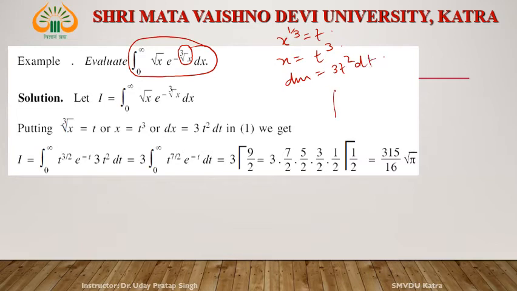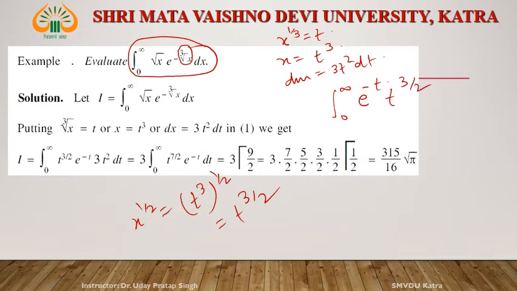What is the limit? 0 to infinity. E to the power minus t. And what is square root of x? X to the power 1 by 2 means t cubed to the power 1 by 2, that is t to the power 3 by 2. And dx is 3t square dt. Then this becomes the integral 0 to infinity of e to the power minus t, t to the power 3 by 2 plus 2.